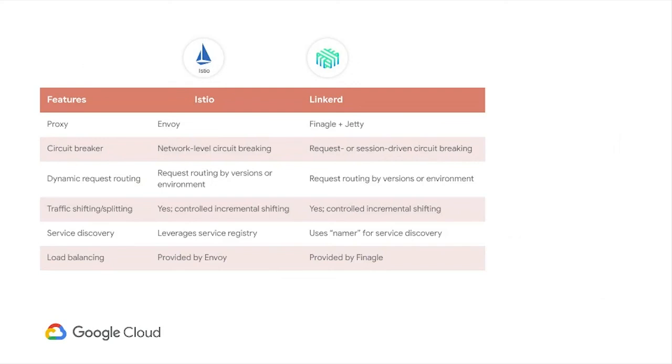Istio is Linkerd on steroids. Istio comes out of the box with a lot of things. Linkerd comes out of the box with just mTLS, and then you can add plugins to it to add more features. Istio can do circuit breaking at the network level. Linkerd can do circuit breaking at the request or the session level. They both do routing using versions. They both can do traffic shifting and traffic splitting, so canary, A/B testing, etc. Istio uses the service discovery mechanism of Kubernetes, so the kube-dns engine or the built-in DNS mechanism in Kubernetes. Linkerd has another service called Namerd, so it deploys things called Namerd for service discovery. The load balancing is done on one of them by Envoy, the other one by Finagle or whatever proxy it supports.